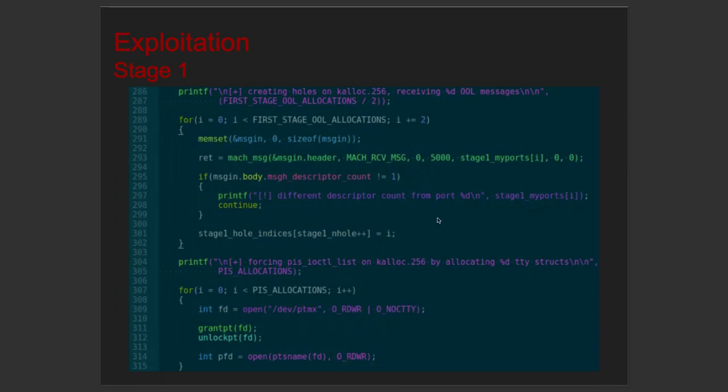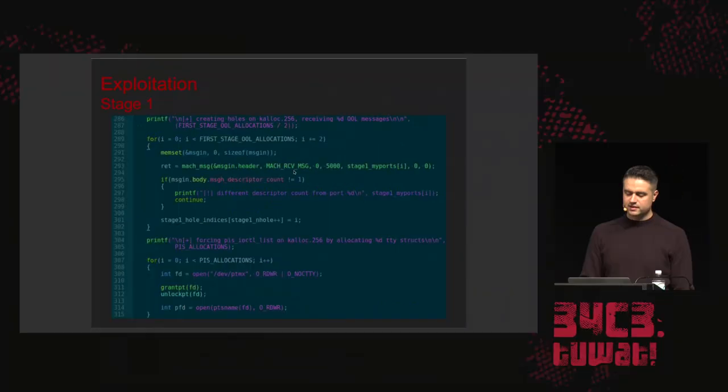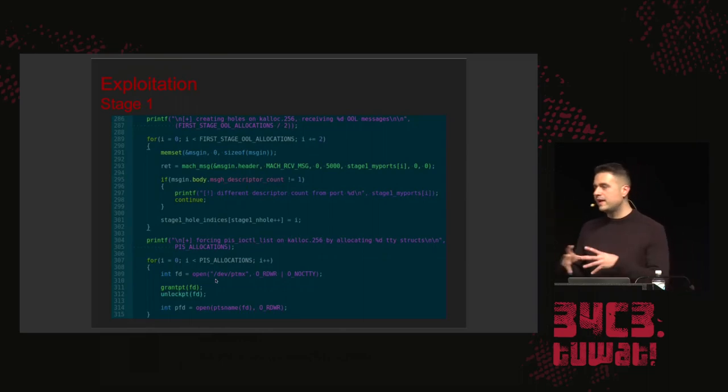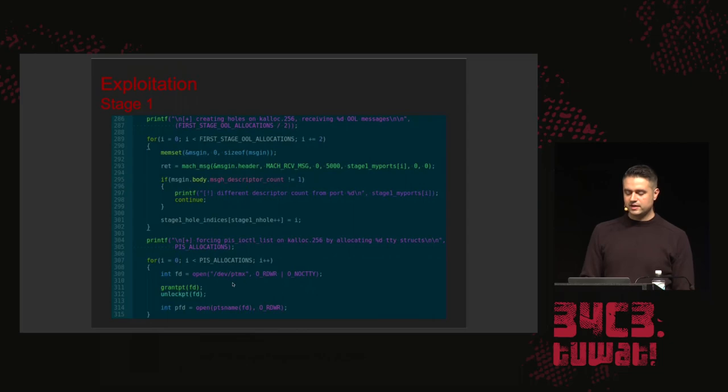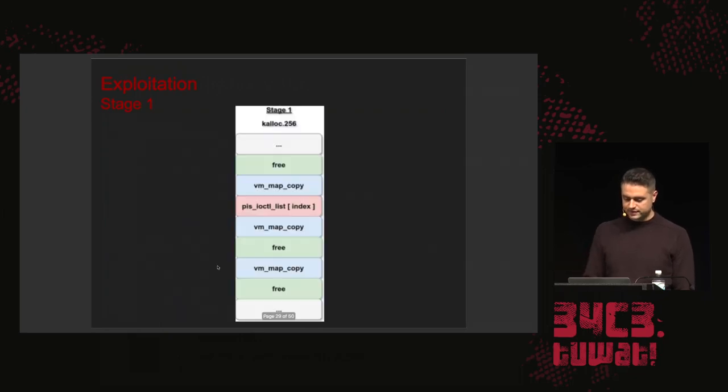And then after I have sprayed with them, you free every second one with this loop here. In order to make these free slots, you just receive these MAC out-of-line messages that correspond to the VMAP copy structs. After you've created the holes, you grow the array to 256 bytes. How do you do that? As I mentioned earlier, you open the devptmx device a number of times. How many times doesn't matter, it's a specific number that I noticed grows it to 256 bytes. So that's the arrangement you have at that first stage.